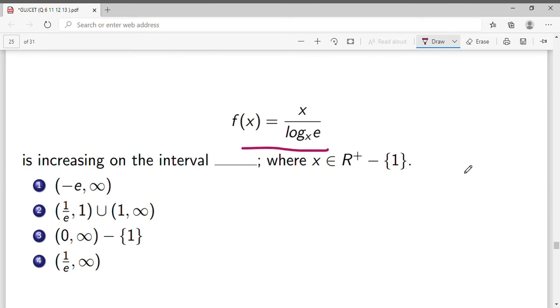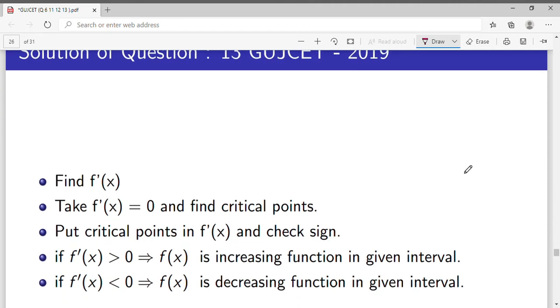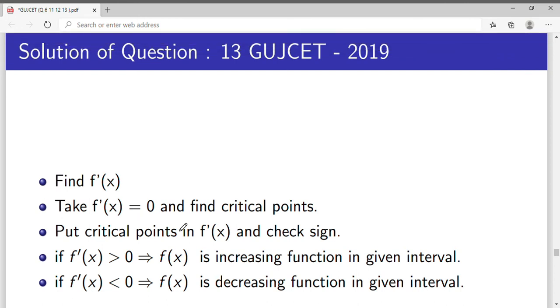Okay, so for this, what do we do? First of all, we have to find the derivative of the function. So this one is f dash x. After that, equate f dash x to 0 and find the critical points. So which are the critical points? Critical points are those points where f dash x equals 0 and also the points where f dash x is not defined. After getting the critical points, put them in f dash x and check the sign. If f dash x is greater than 0, we understand f(x) is an increasing function in the given interval. And if f dash x is less than 0, f(x) is a decreasing function in the given interval. Okay, so according to this, we find the first derivative.